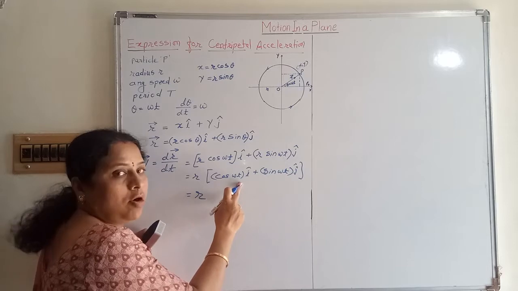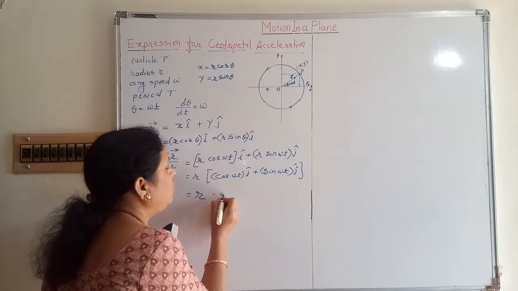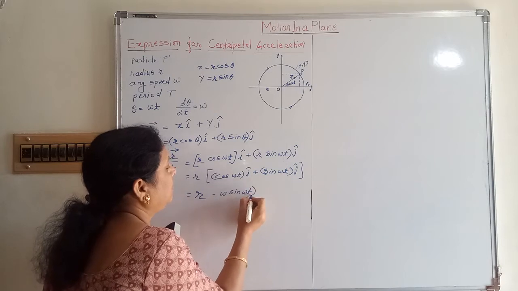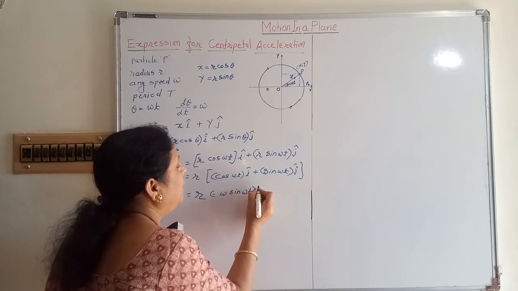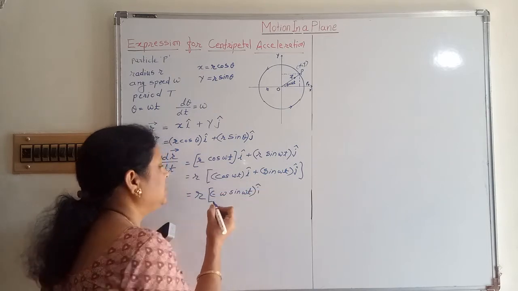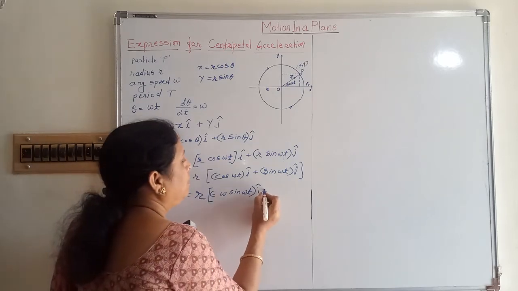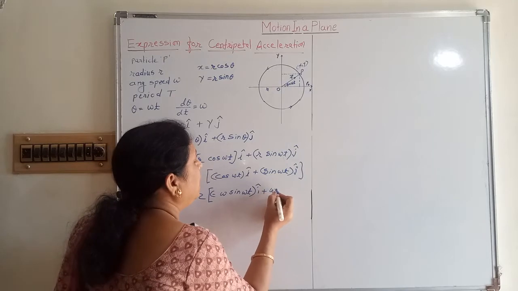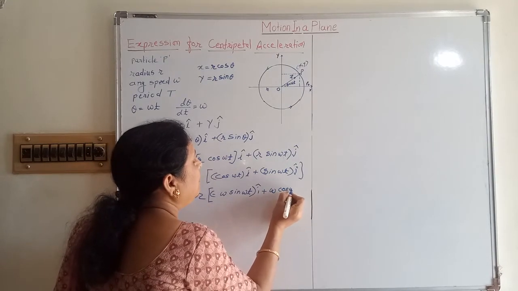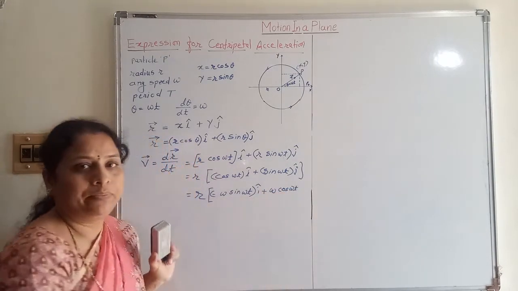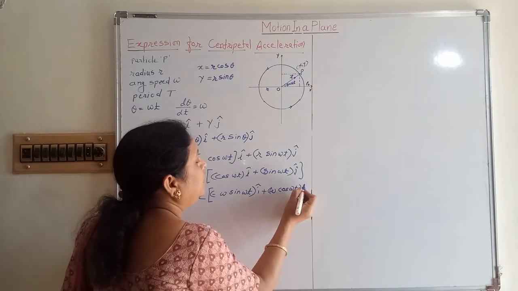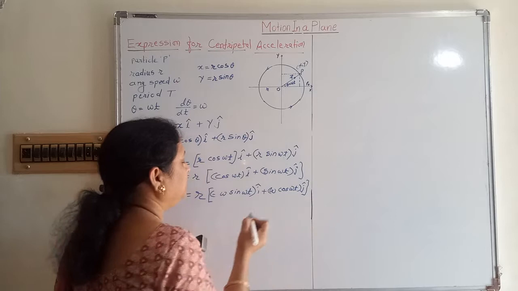The derivative of cos omega t is minus omega sin omega t into i. Taking the square bracket here, plus for sin omega t the derivative is omega cos omega t into unit vector j. You will learn these derivative formulas in maths.